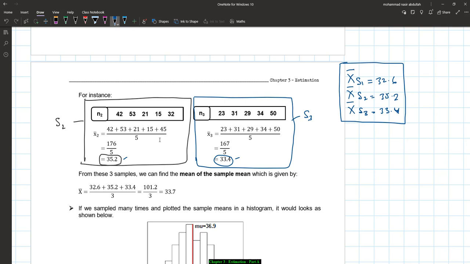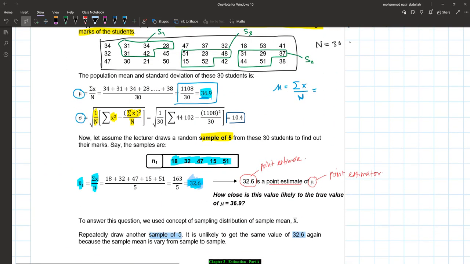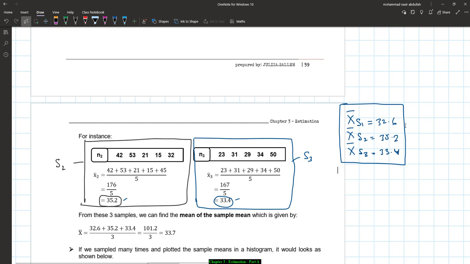Given this situation, we already know the mean of the population. Imagine we don't know the mean of the population. So we take a sample, several samples, and we want to generalize this value to the whole population. This is our objective in this chapter. We do not know the population mean, so we want to estimate the population mean. This is the purpose of our example.